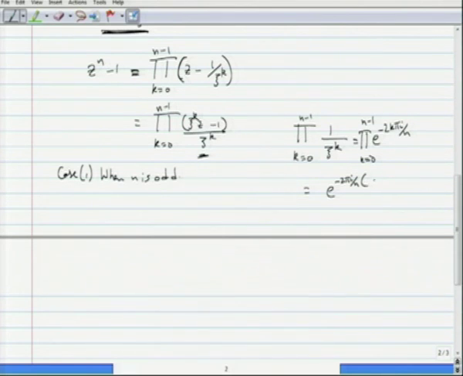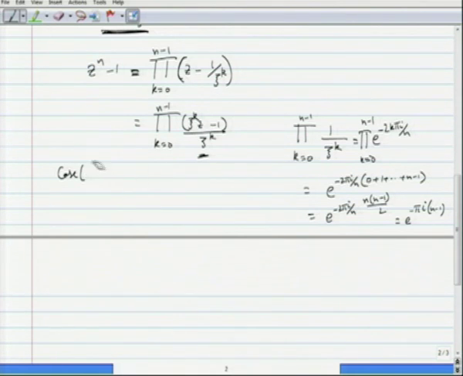So, I will get 0 plus 1 plus so on until n minus 1, because in the powers these k's get added when I form the product. So, this gives me e raised to minus 2 pi i by n, times the sum from 0 through n minus 1, which is n times n minus 1 by 2. So, after cancellation, that gives me e raised to minus pi i times n minus 1.